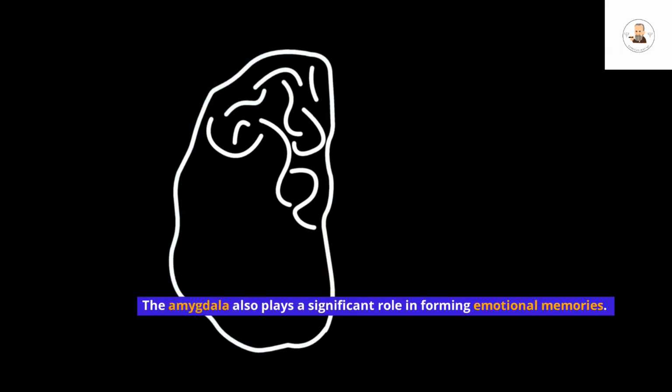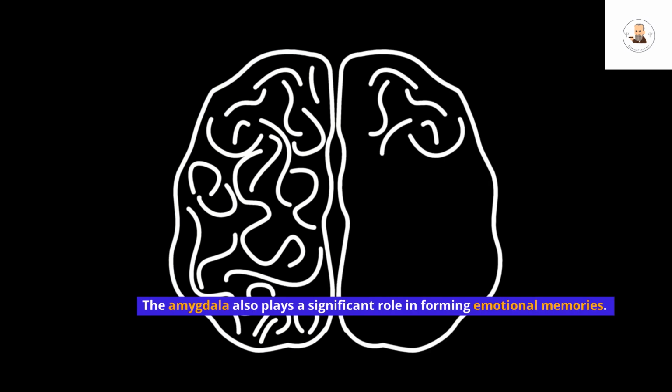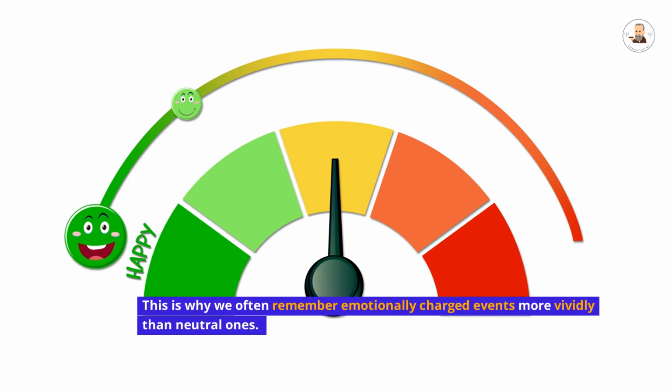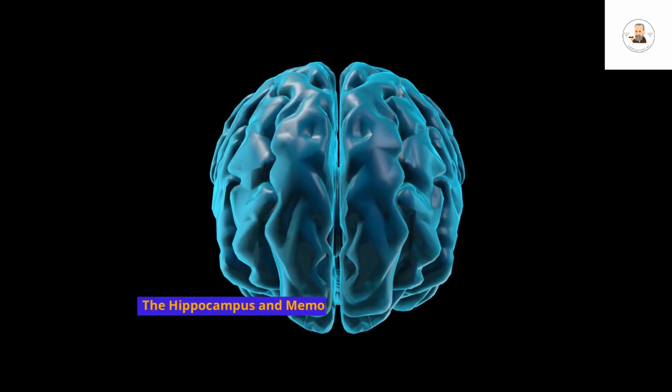The amygdala also plays a significant role in forming emotional memories. This is why we often remember emotionally charged events more vividly than neutral ones. For instance, you might have a clear memory of a frightening experience, while a mundane event from the same day might be completely forgotten. The hippocampus and memory.